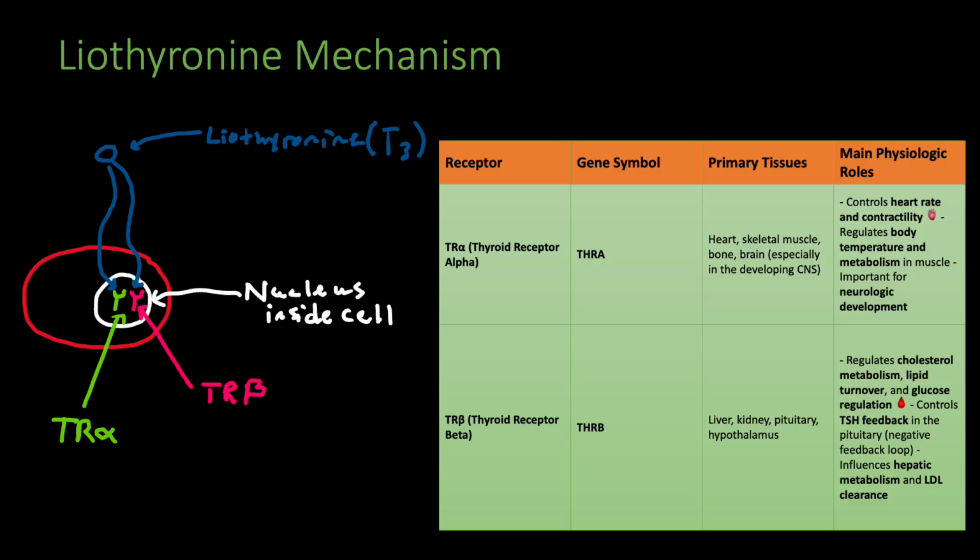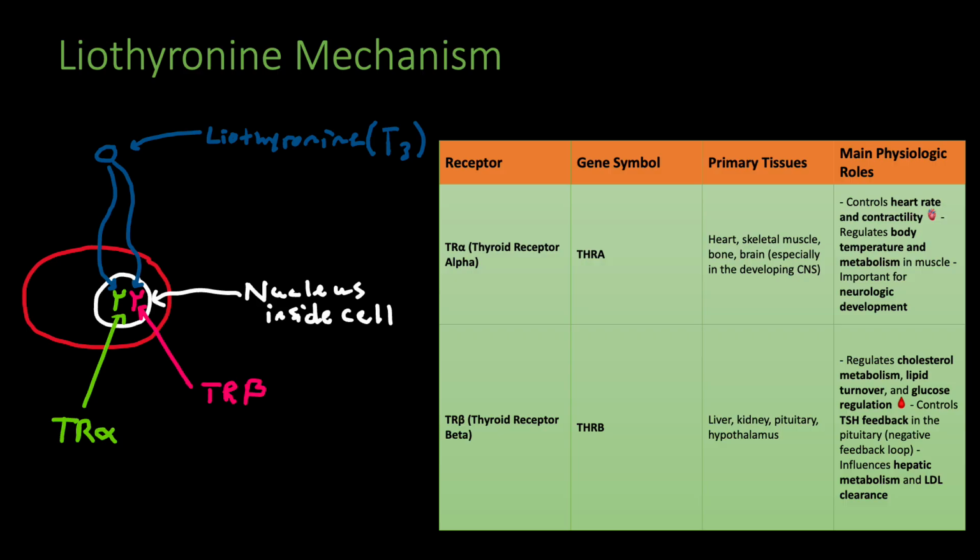Thyroid receptor alpha deals mostly with the heart, skeletal muscle, bone, brain, all the stuff we talked about at the very beginning of this lecture, where it can help with those functions. Like I said, this is where all the cellular action occurs when T3 binds to the receptor. And then it controls heart rate and contractility, regulates blood pressure and metabolism in the muscle, and it's important for brain development.